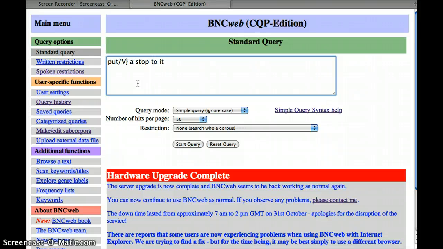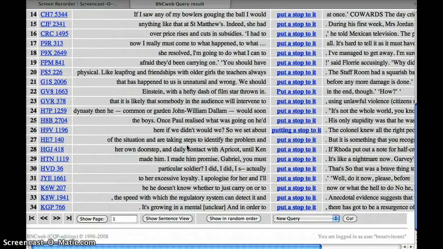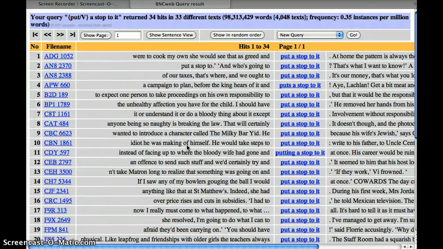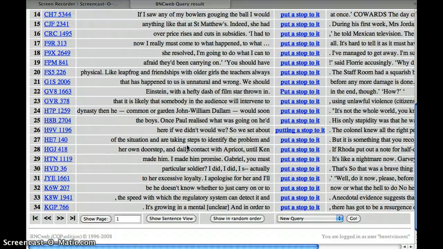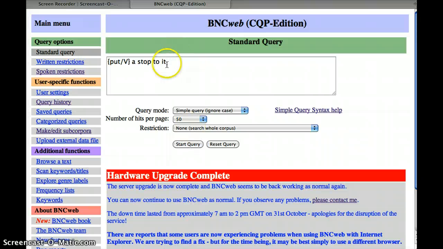There are 2 ways of doing this, but this is the easiest way. This looks for puts, putting, put. And let's have a look, see how many hits we get. Okay, this time we've got 34. This is a lot better. It's still not great, to be honest. So let's try one more.